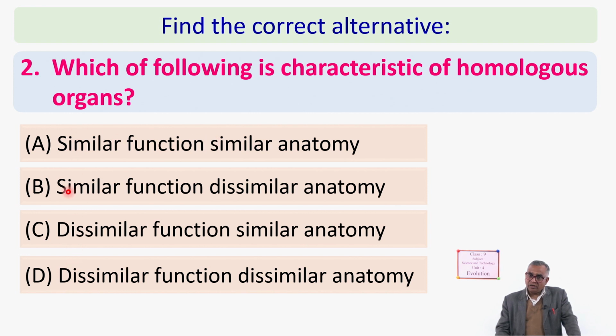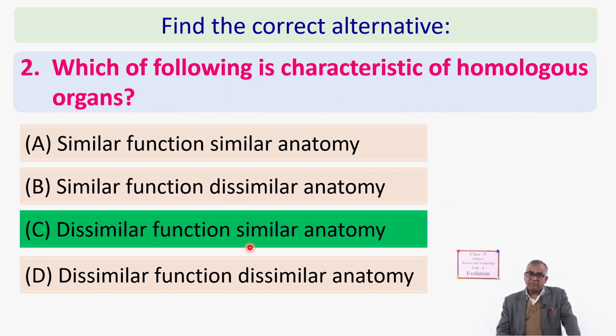Now the next one is, which of the following is a characteristic of homologous organs? There are 4 alternatives. Similar function, similar anatomy. Similar function, dissimilar anatomy. Dissimilar function, similar anatomy. And dissimilar function, dissimilar anatomy. Analyze which one is suitable for homologous organs. You have to think a little bit more. Yes, so that is C, dissimilar function and similar anatomy. Okay, that is homologous organs.